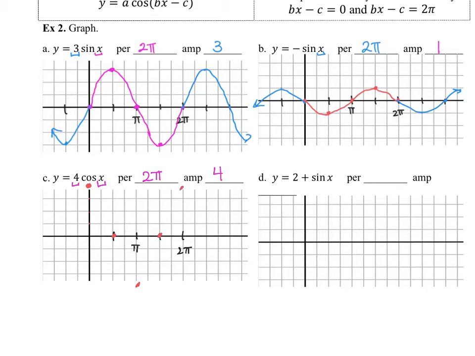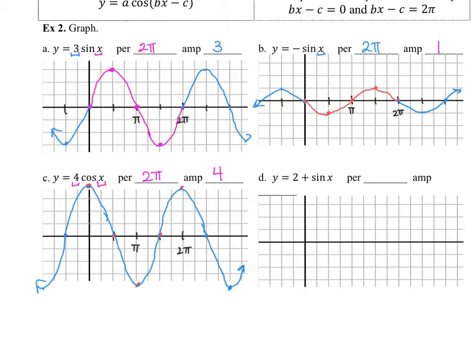Okay, this is one period of the graph. But I know it's going to continue in that pattern. So up 4, 0, down 4, and it would go back to 0. Same in the other direction, 0, down to 4. Let me sketch this graph. Okay, that's my cosine curve. Okay, let's do the next one. It's going to have the same period.